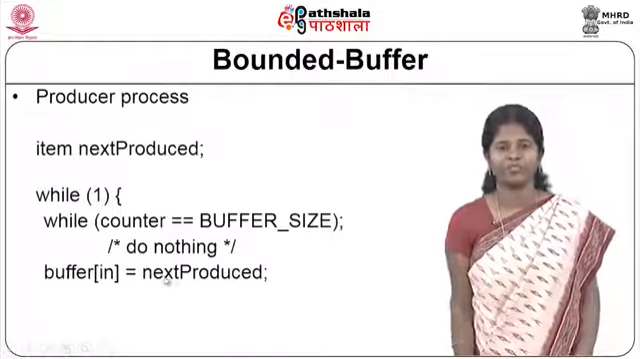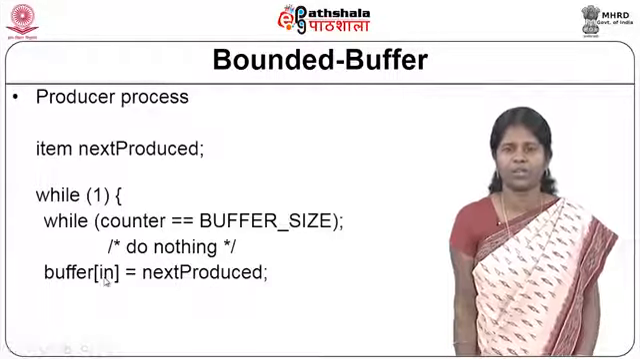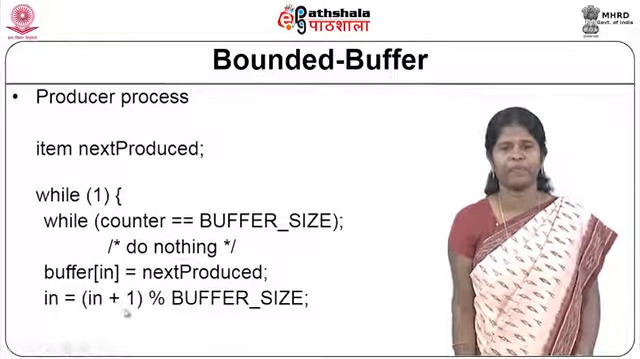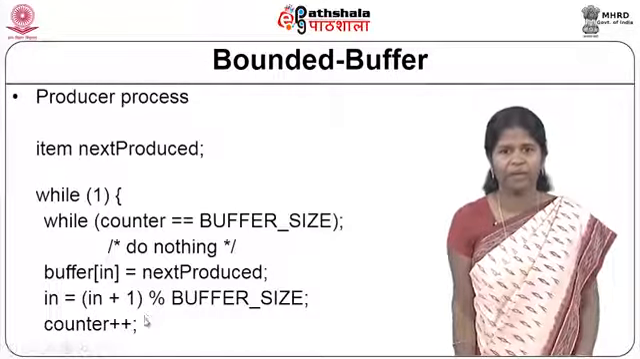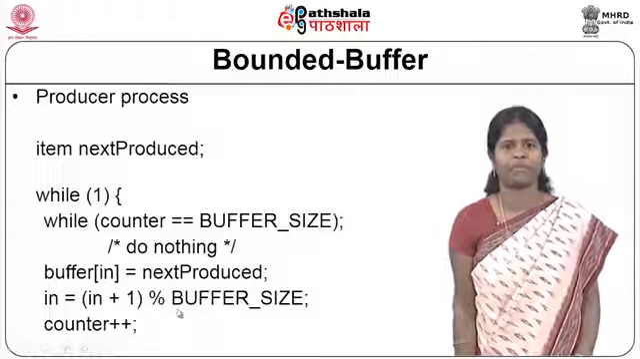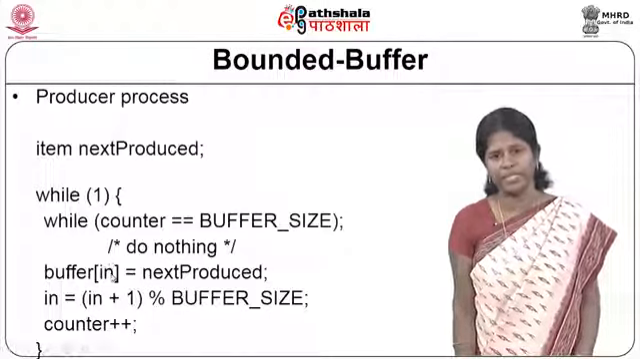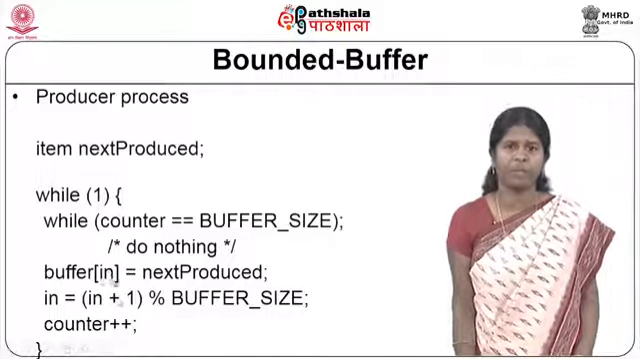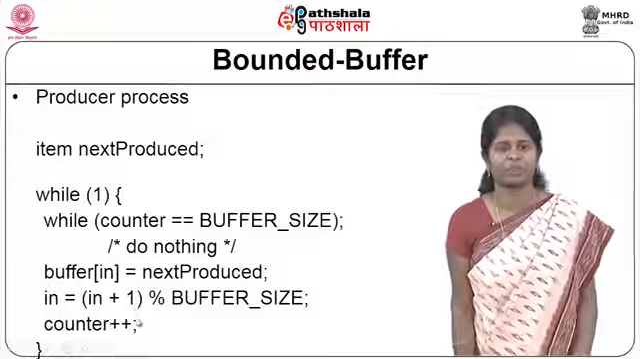If the buffer is not full, the producer places the item into the buffer at the location pointed to by in, and then it increments the in pointer, and the counter is incremented now by 1 because one more item has been placed into the buffer. So, this is the code for the producer. It places the item at the location pointed to by in, but the counter is the variable that maintains the number of items placed into the buffer.